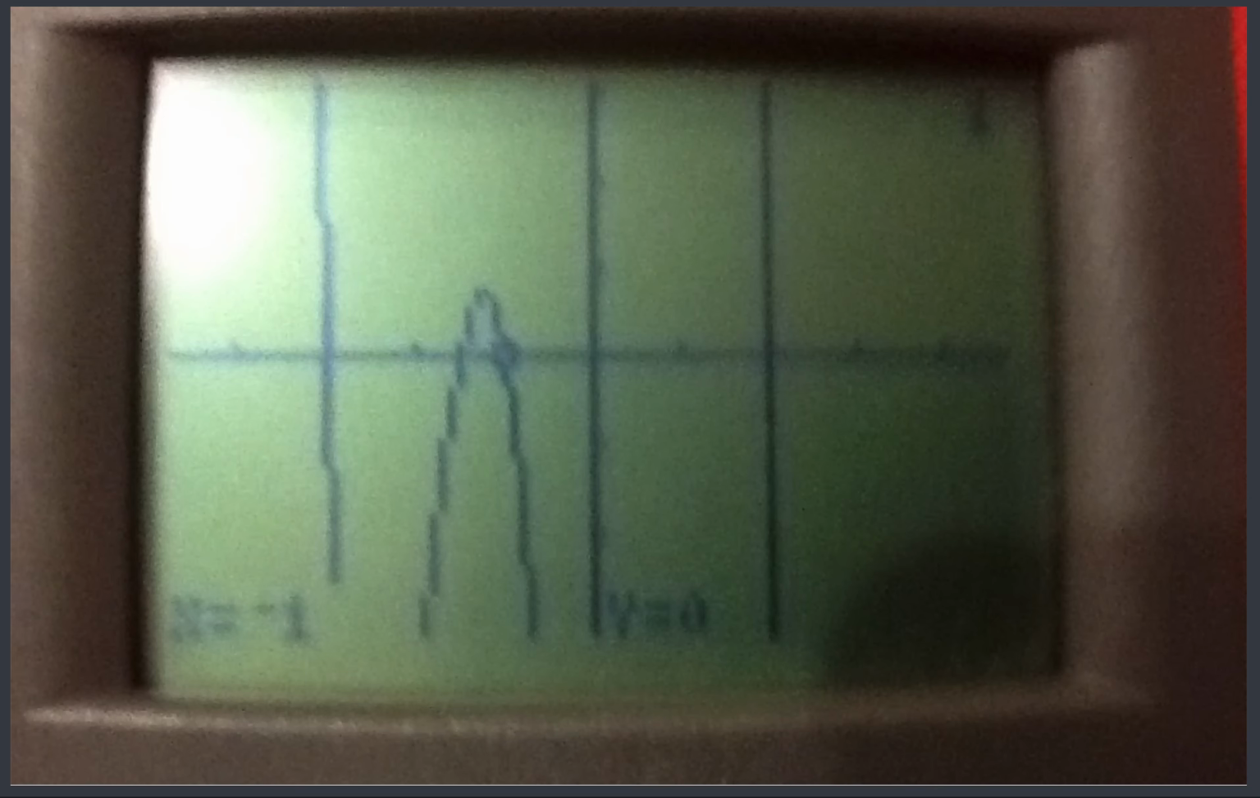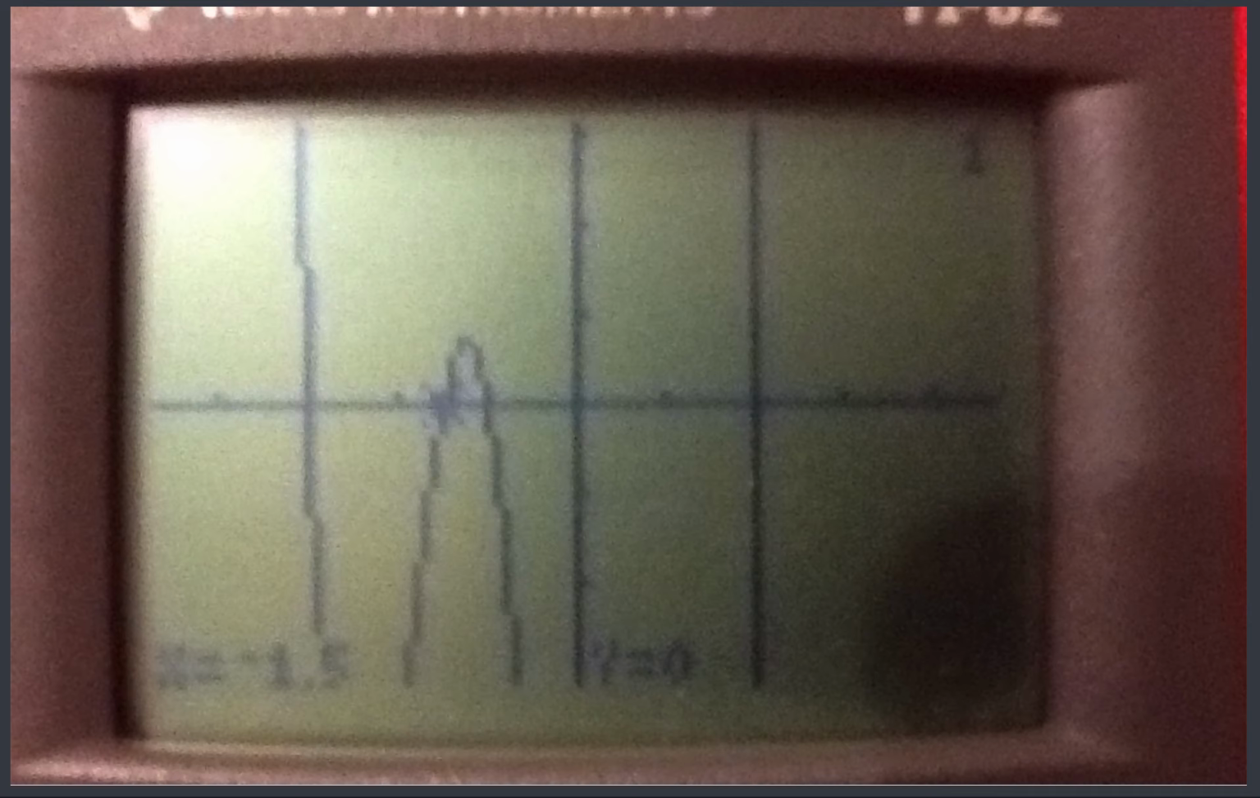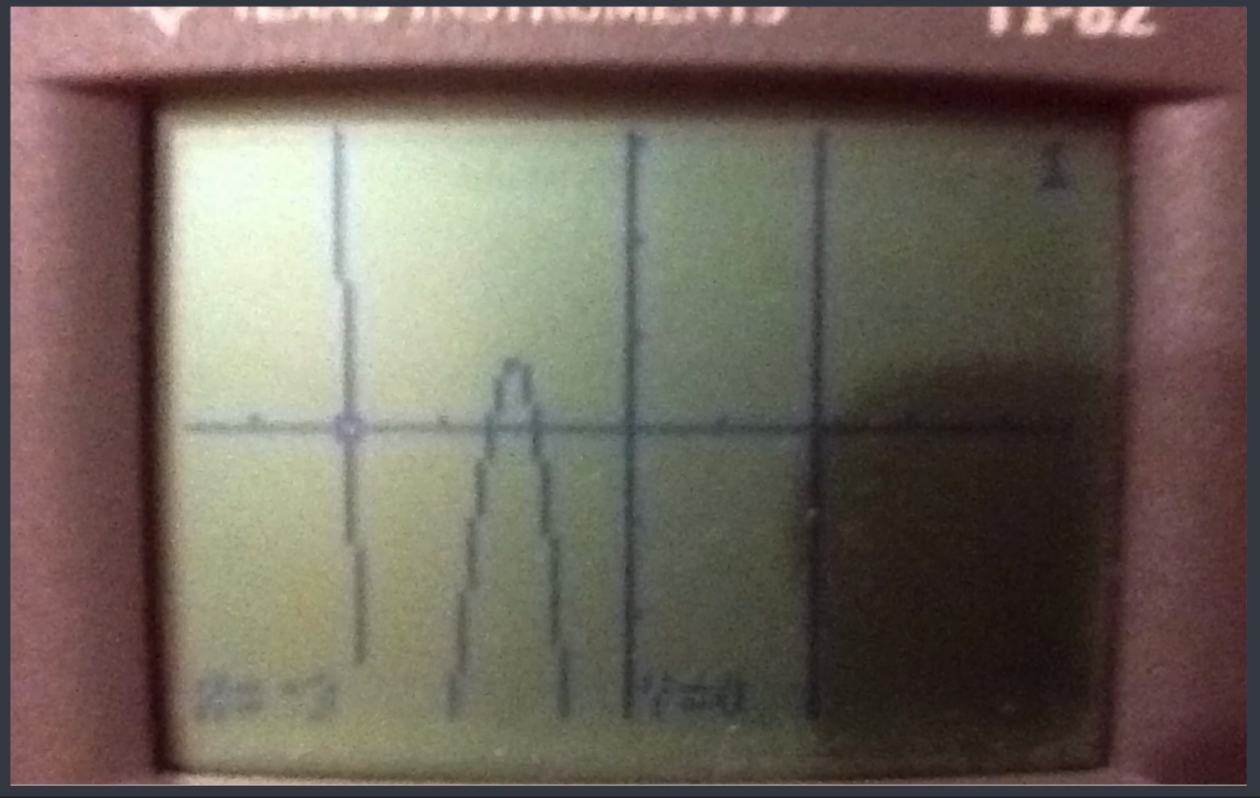Notice they're all there. And you notice on the graphing calculator I've done a trace at the bottom. I'm emphasizing certain points here. Negative 1. Negative 1.5 here. And negative 3.